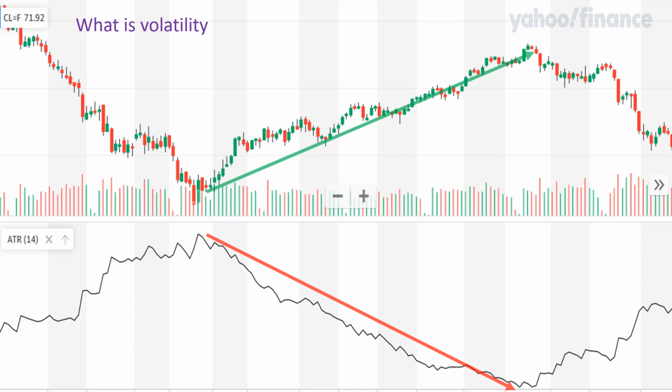You see here the size of the bodies is smaller, with shorter and hardly any wicks at all. Price action is calm and the price is in consolidation, build up or a sideways market. And you will also need a tighter stop loss. So that is exactly the definition of volatility.